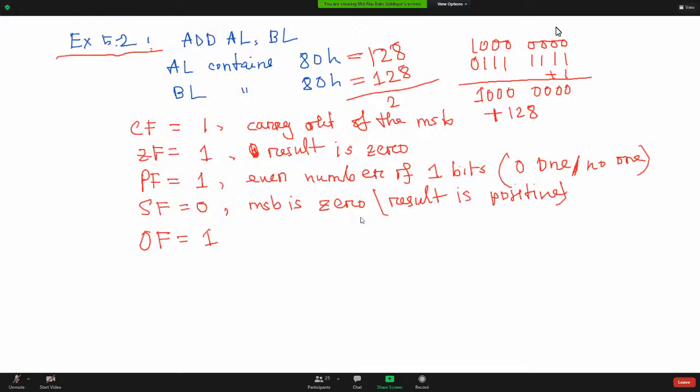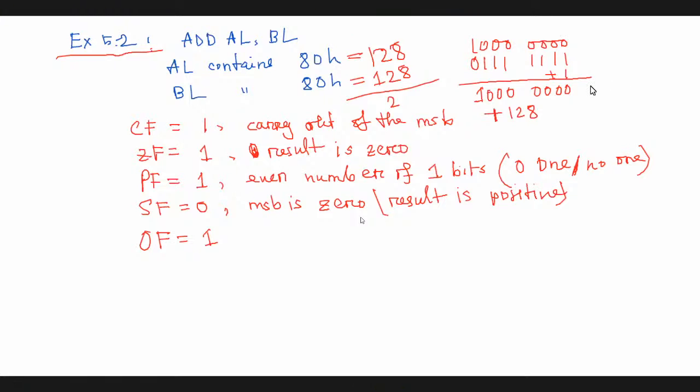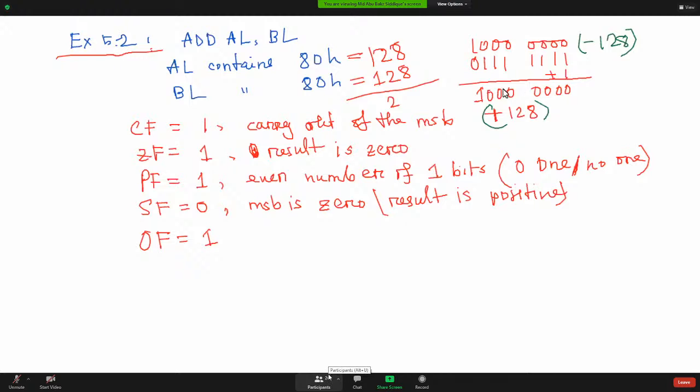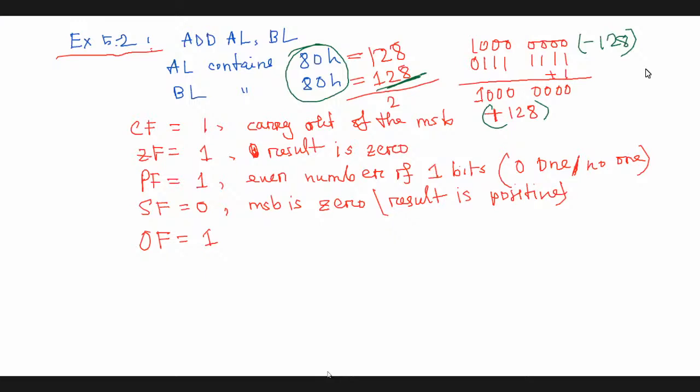This is a tricky one. You know why it is tricky? Because its positive value is plus 128 and its negative value is also minus 128. Okay, got it or no? Understand? You understand this one? So this is minus 128. So this one also minus 128. If you calculate this in signed number, it is minus 128.